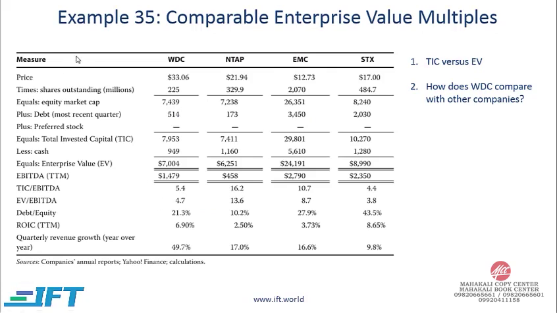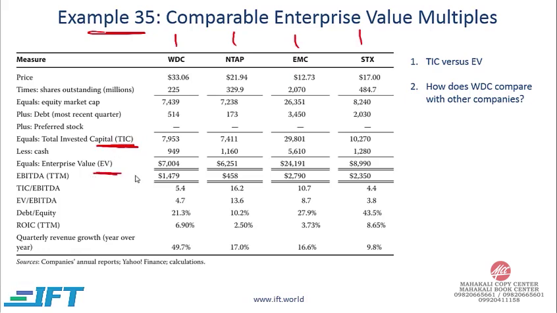So this is an excerpt from example 35, which illustrates what I am talking about. Just a few points that I want to highlight. These are the various peer companies that we are looking at, and the example gives us several pieces of information: the price, shares outstanding, market cap. There are some items that might not explicitly be mentioned in the learning objectives, but I think you should still know these items. So notice this term, total invested capital, TIC, and enterprise value.